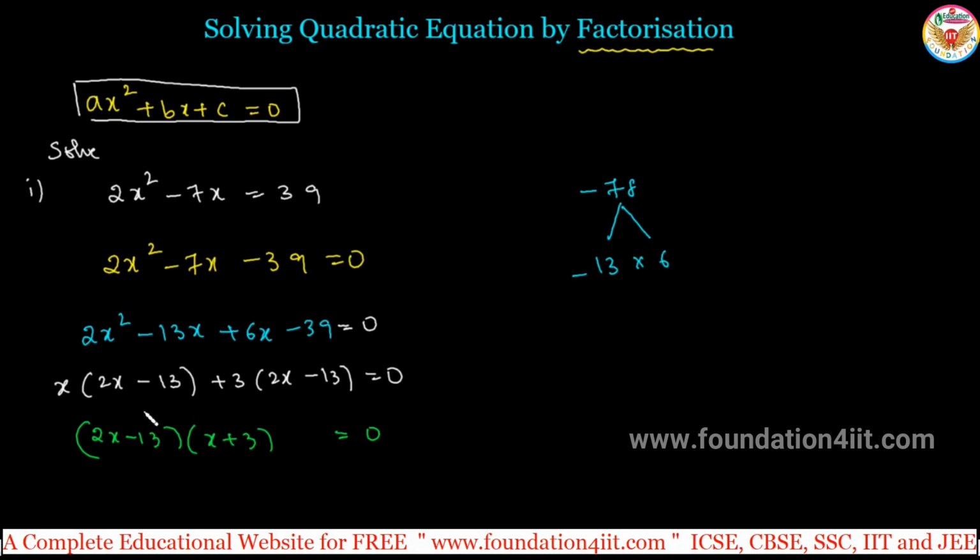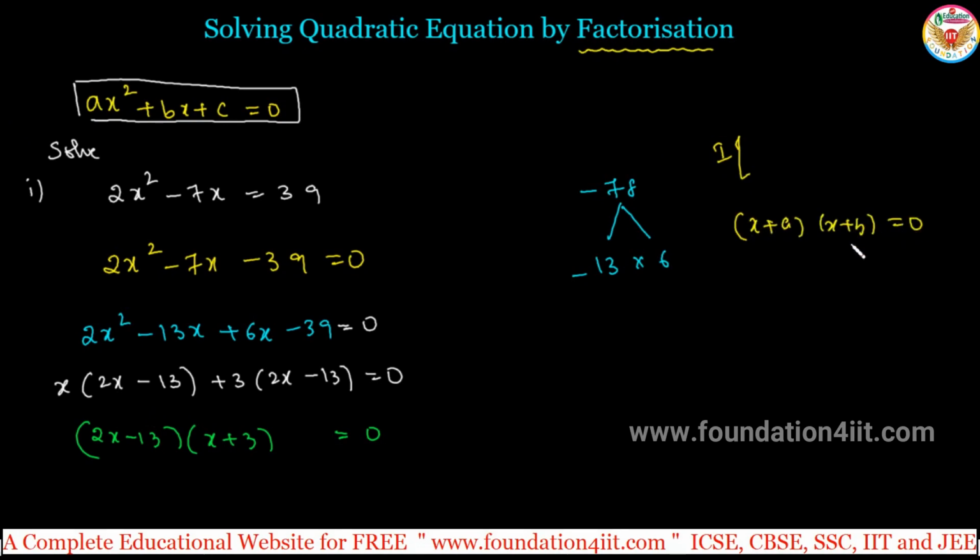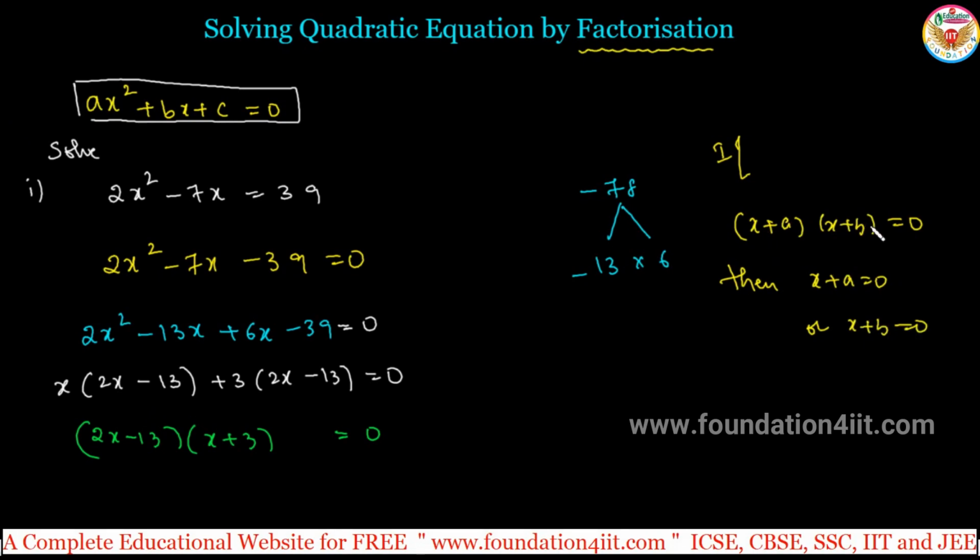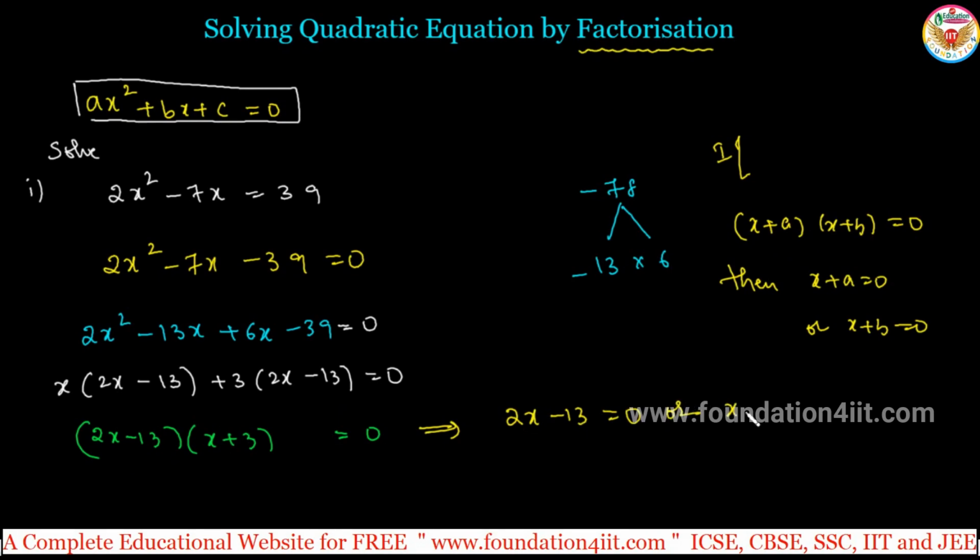Now we have to apply the zero product rule. The zero product rule is: if (x + a)(x + b) = 0, then x + a = 0 or x + b = 0. Either this or this, anyone should be 0. Now, according to this, (2x − 13)(x + 3) = 0. So 2x − 13 = 0 or x + 3 = 0. These two factors must be equal to zero, so two answers will come here.